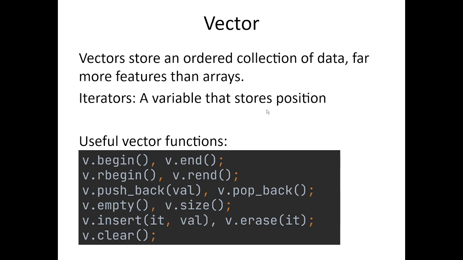To understand vectors, there's another thing we need to understand, which is iterators. Iterators are nothing but variables that store positions. For example, for the first position, we have v dot begin. The begin function returns a variable that stores an iterator representing the first position. Similarly, there's v dot end. V dot end returns the last position.